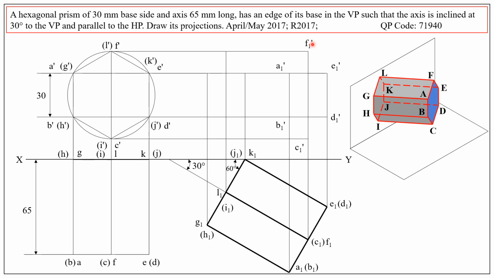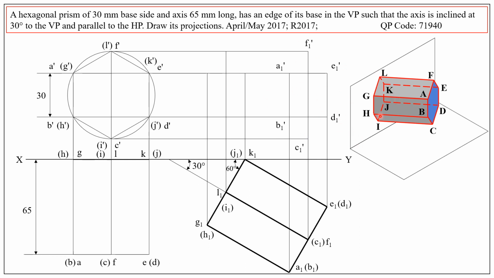Similarly, how to locate A1 dash? So from A1, draw a vertical or follow this vertical already drawn. And A dash is here, this point. So from A dash, draw a horizontal, and that intersection is A1 dash. Similarly, the other points are obtained.